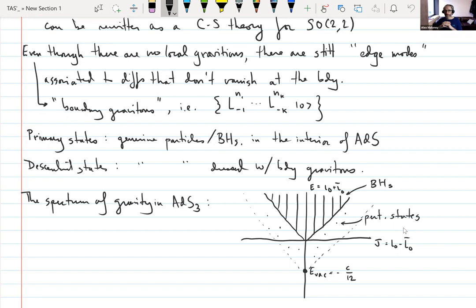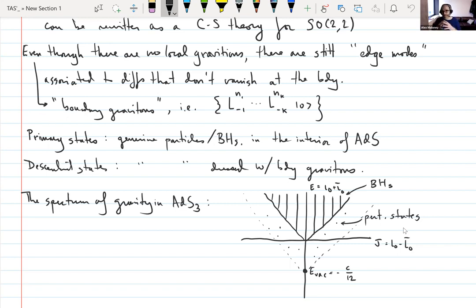Great. Any other questions? Right. Hope that this is a quick question. So when you say there are primary states and descendant states, how do you distinguish one that's not dressed with a boundary graviton from one that is? Because remember, they're just related by a gauge transformation. Well, they're related by a non-gauge transformation. They're related by a diffeomorphism that is not regarded as pure gauge.